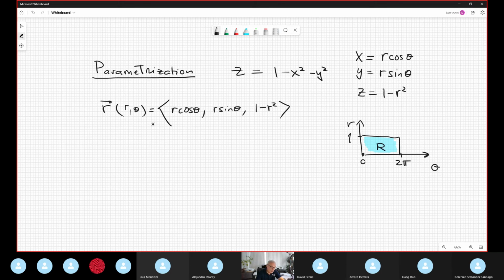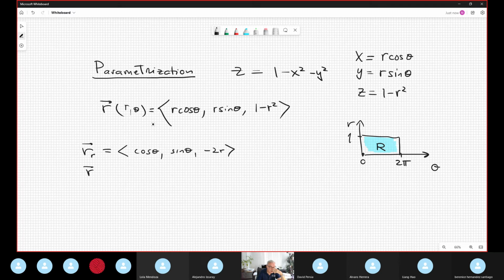To find the dS is a little bit more complicated, but no big deal. You differentiate our vector value function with respect to r, okay, the radius, it's coincident, the same letter. The answer is cosine theta, comma, sine theta, so you consider theta constant, no? And this is minus 2r. The derivative of this with respect to r is minus 2r.